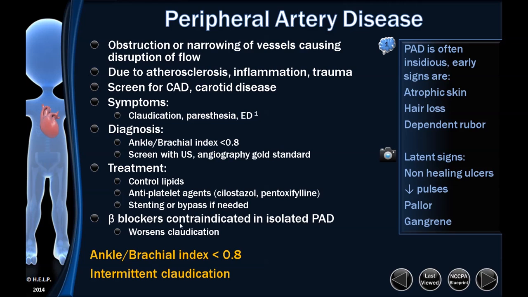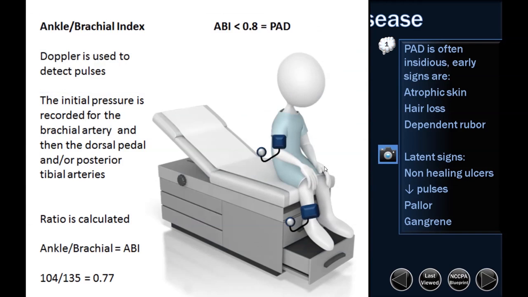Note that beta blockers are contraindicated in isolated peripheral artery disease. It actually makes the condition worse if it's just peripheral artery disease. So if they have coronary artery disease with peripheral artery disease, you will find them on beta blockers. But in isolated peripheral artery disease, beta blockers are contraindicated. They will ask this question because it actually worsens the claudication. So remember this question right here, guys. This is them doing the ABI.